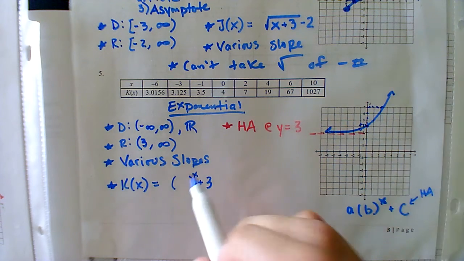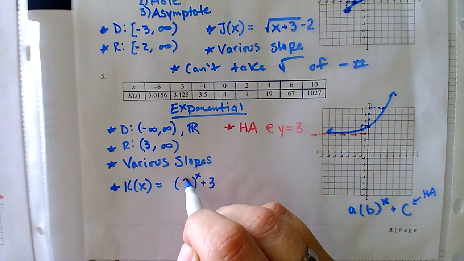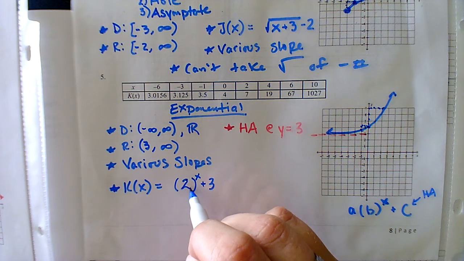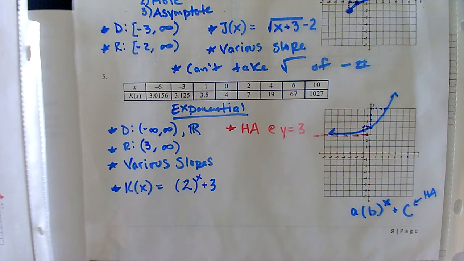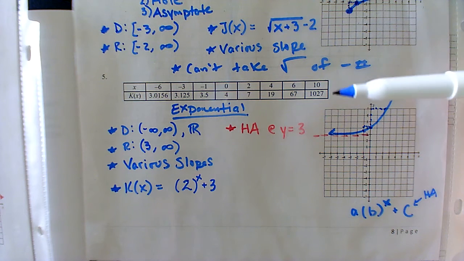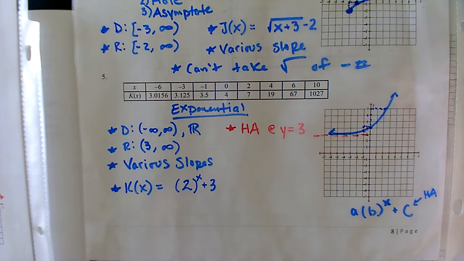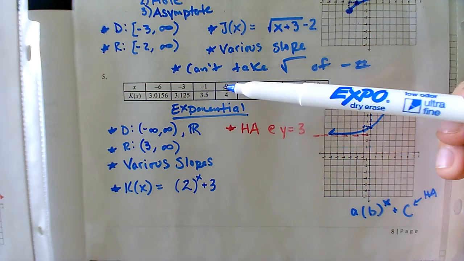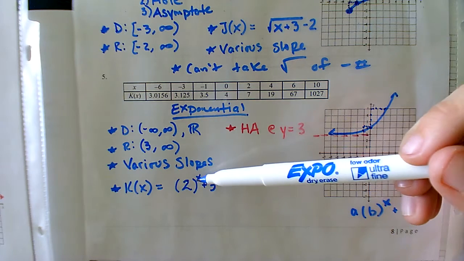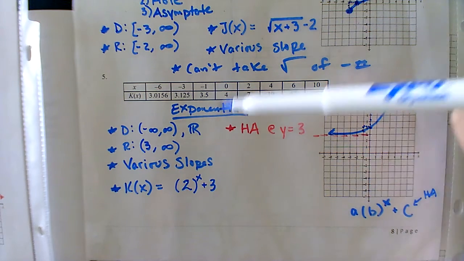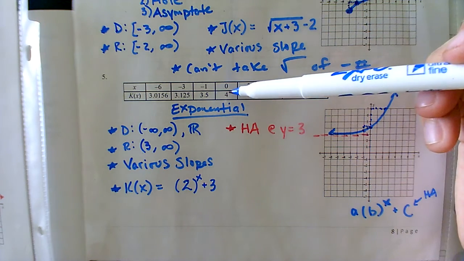What do you think, Jared? 2. You just want to start with 2, or did you know it was 2? I feel like it's 2. Okay, how did you know that? Because it showed me 0. 2 to the 0 power is 1 and then plus 3, 4. 4, good. Okay, so if you plug in 0, anything to the 0 power is 1, plus 3 is 4, that checks out.